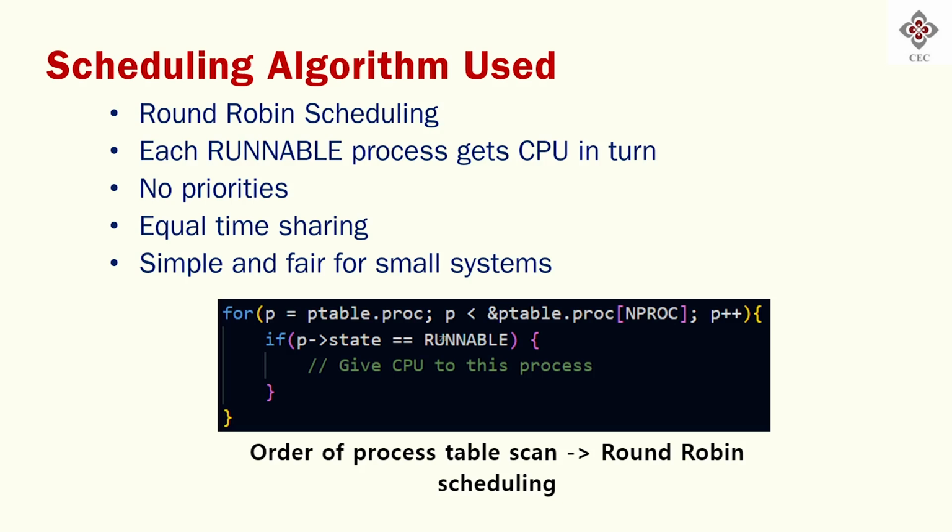So, this is the scheduling algorithm which is implemented here. You can see here it is checking whether the process state is equal to runnable. If it is runnable, it is checking in this list. These are the list of states we have created, and it is checking whether the given process state is runnable. If it is, then the CPU will be given to this process. So, order of process table scan, round robin scheduling. Every process will be scanned, and it is assigning each process when the process state is equal to runnable. This is how scheduling is done in XV6.